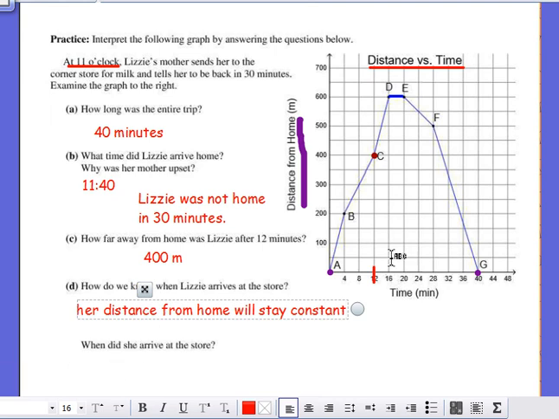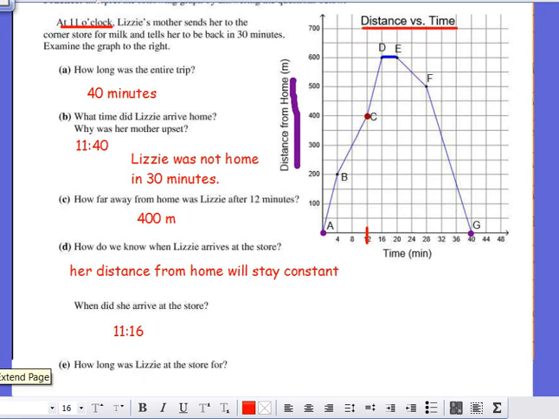So when did she arrive at the store? Well, that's here. This would be when she got to the store. And I can see that at 16 minutes. So when did she arrive? Remember, she left at 11 o'clock, so she arrived at 11:16.